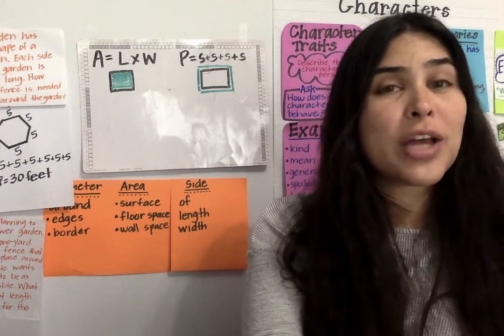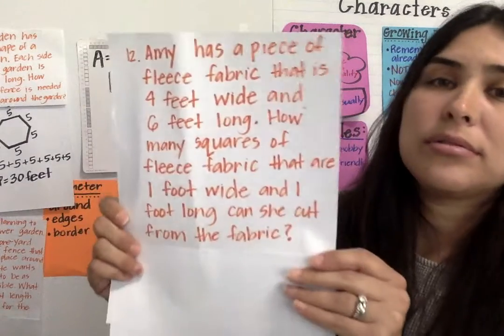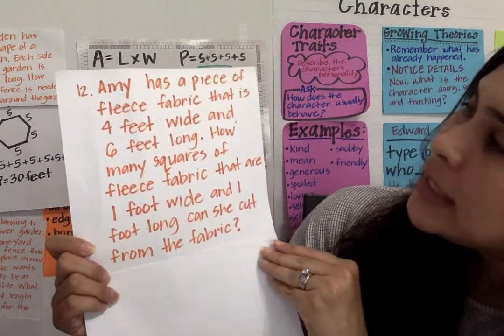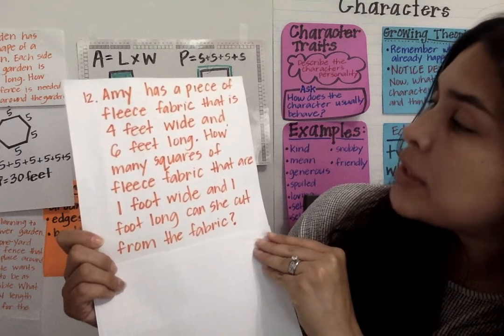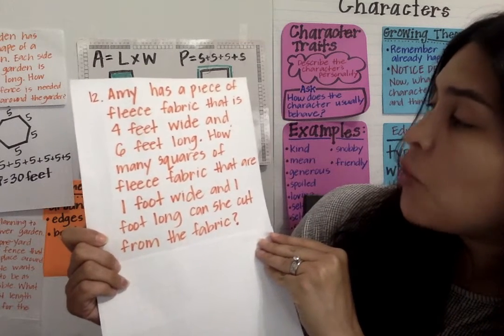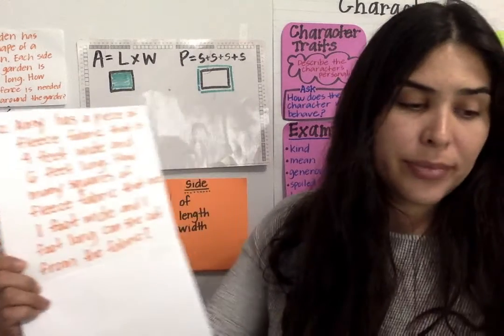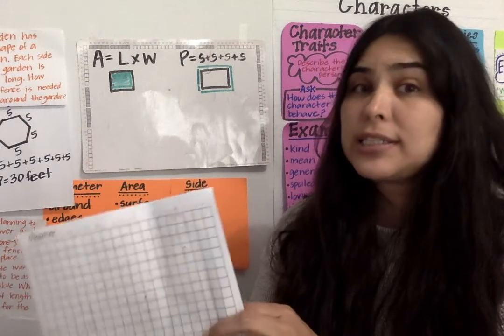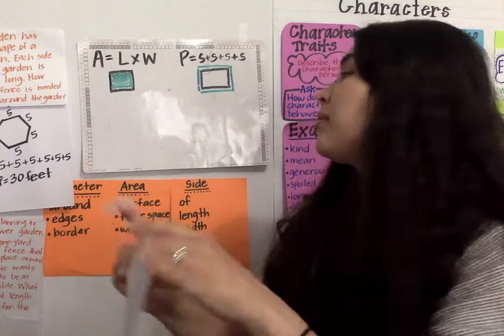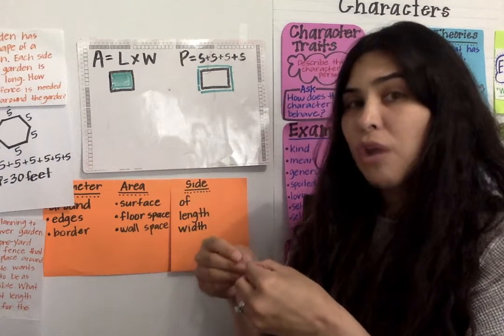Okay, and I have one more that I would like to do with you. Okay, so first thing I'm going to do is read the problem. Amy has a piece of fleece fabric that is 4 feet wide and 6 feet long. How many squares of fleece fabric that are 1 foot wide and 1 foot long can she cut from the fabric? Okay, so remember the first thing that I need to do is reread each sentence carefully. As I'm reading, I'm listening for these words, and then I'm going to draw.